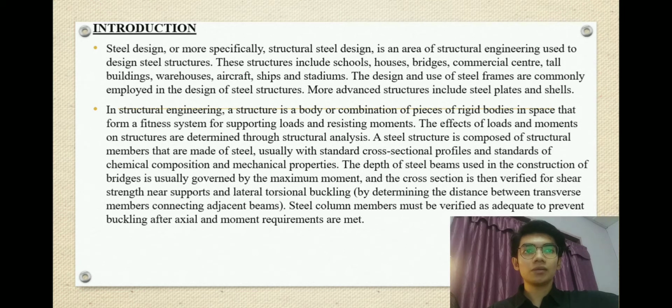The depth of steel beams used in the construction of bridges is usually governed by maximum moment, and the cross section is then verified for shear strength near supports and lateral torsional buckling by determining the distance between transverse members connecting adjacent beams. Steel column members must be verified as adequate to prevent buckling after the axial and moment requirements are met.